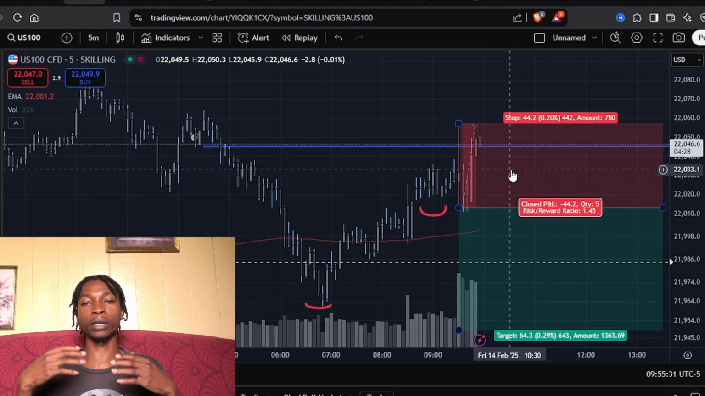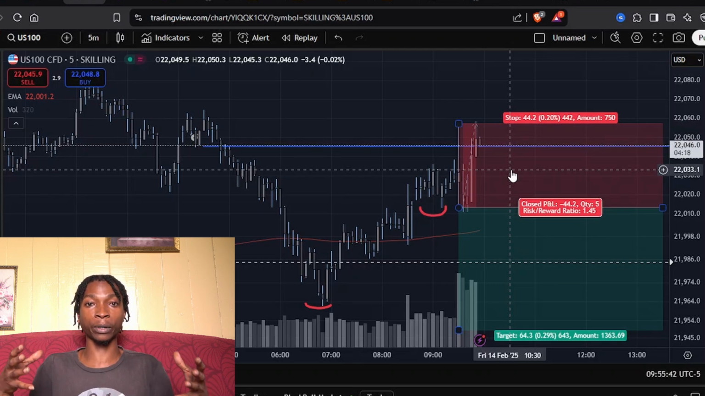You're not just looking to double your account or triple your account in 1 or 2 trades. You actually take a strategic approach, you journal your trades, you manage your risk, and you stick to your rules. That's very, very important as well.